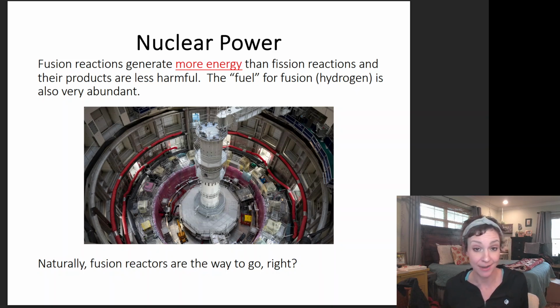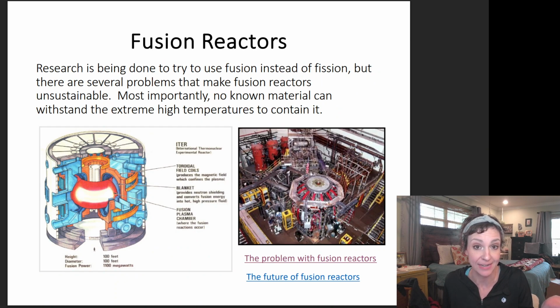Fusion reactions generate a lot more energy than fission reactions. And you guys, their products are actually less harmful. They're not the wild radioactive particles, or radioactive waste that exists forever, that we have a problem to deal with. Also, the fuel, meaning what I need to start a fusion reaction, hydrogen, is abundant. It is everywhere. So naturally, fusion reactions are the way to go. I should be doing fusion power plants all over the place, right? Well, we got some problems, okay?